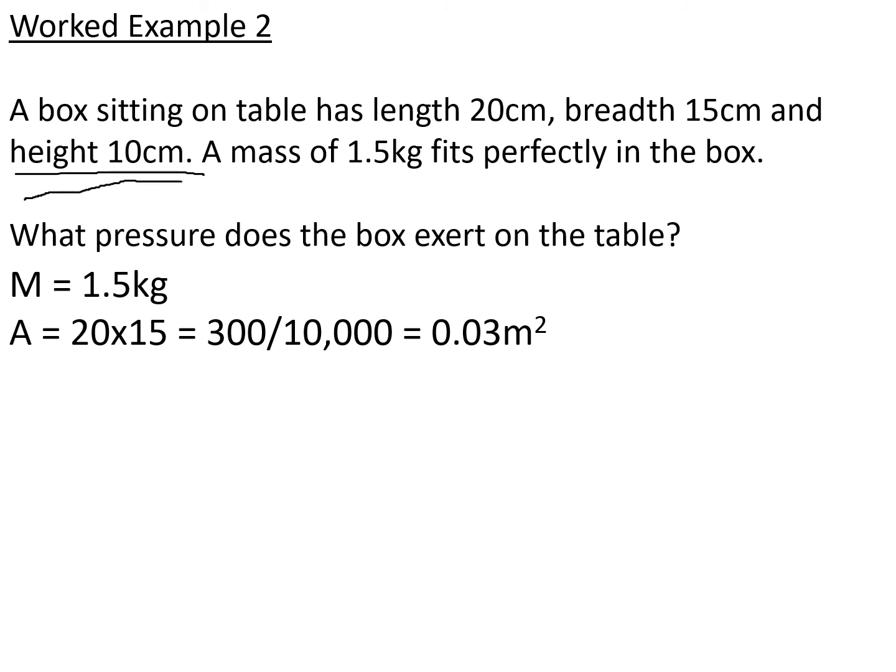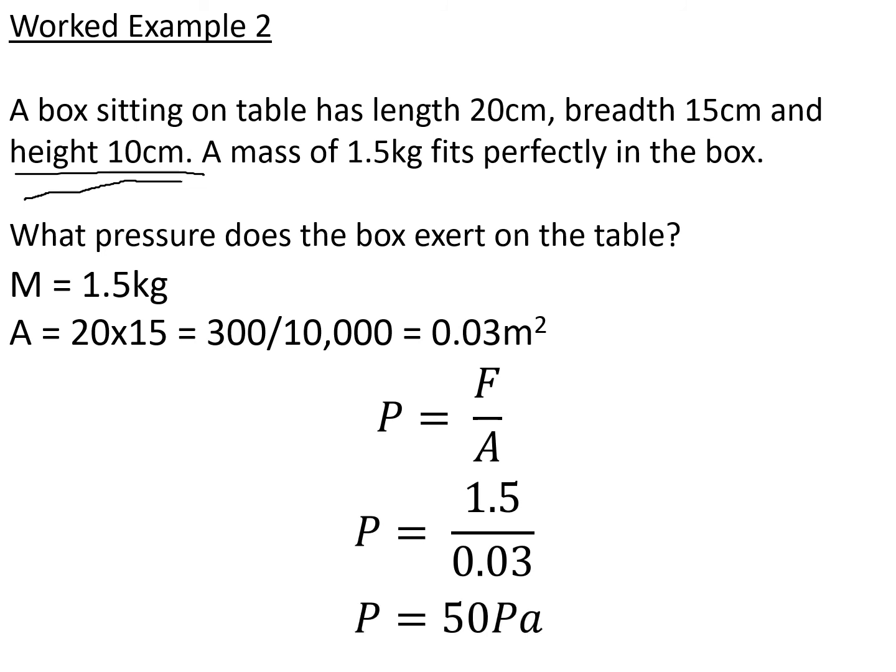Once you've got that, you can hopefully see the next stage is just find it, P is for F over A, calculate it, then we get our answer, which is exactly 50 pascals. So again, there's the same routine of know it, find it, calculate it. Again, there's a wee trick with the area. In this case, you had to realise it was just 20 times 15 and you had to convert it into meters squared.